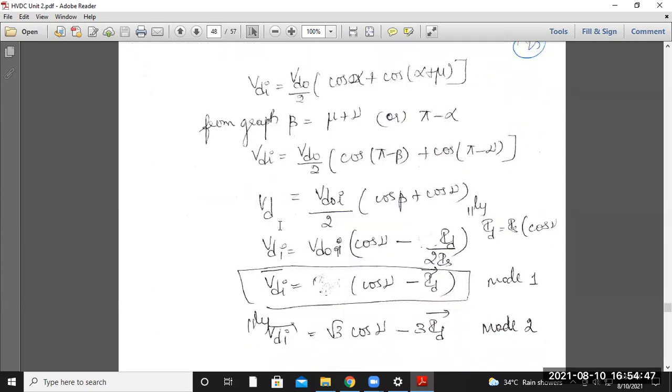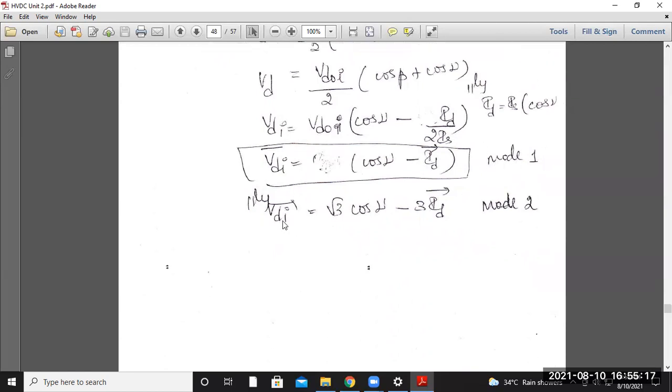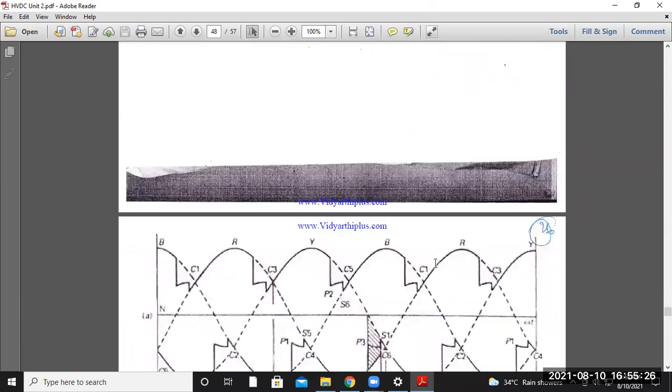So in a similar manner, the value of VD will become VD naught divided by 2 cos beta plus cos gamma. And if you put the value of VD, you will get VDI equal to VD naught cos gamma minus ID upon 2. Parallelly, for the current, you will get ID equal to IS cos gamma. So the value of vector VDI will become cos gamma minus ID, vector ID, for mode 1. Parallelly, vector VDI for mode 2 is given by root 3 cos gamma minus 3 vector ID, that is for mode 2.